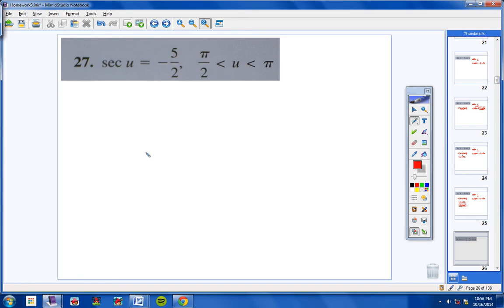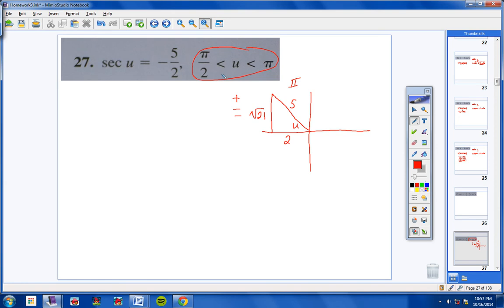Now, they want us to find the sine, cosine, and tangent of 2u. So here we go. First of all, let's go ahead and draw our coordinate plane here. We realize that we're in the second quadrant because of this right here, greater than 90, less than 180. And we also could fill in our triangle here because we knew secant was 5 over 2, which is hypotenuse over adjacent, and using Pythagorean's theorem, we found this third side here. Now, having done that, let's go ahead and find sine of 2u first.